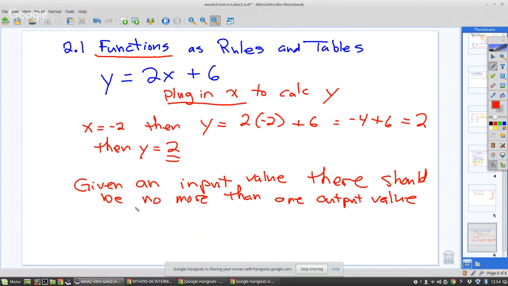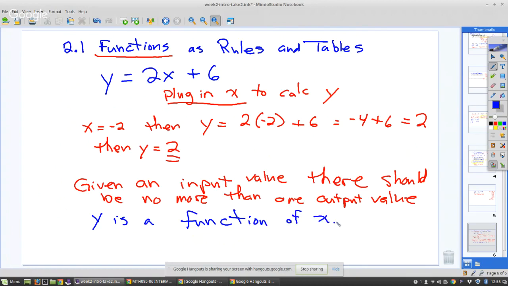So this is true. I think we'll agree that no matter what x value we pick, you and I will do the calculation and we'll agree on the y value. So if I said x was 1, I hope we agree that y would be 8. If I said x was 100, I hope we would agree that y would have to be 206, and so on. So if that's the case, then we can say that y is a function of x. It just means it satisfies this fundamental rule here.